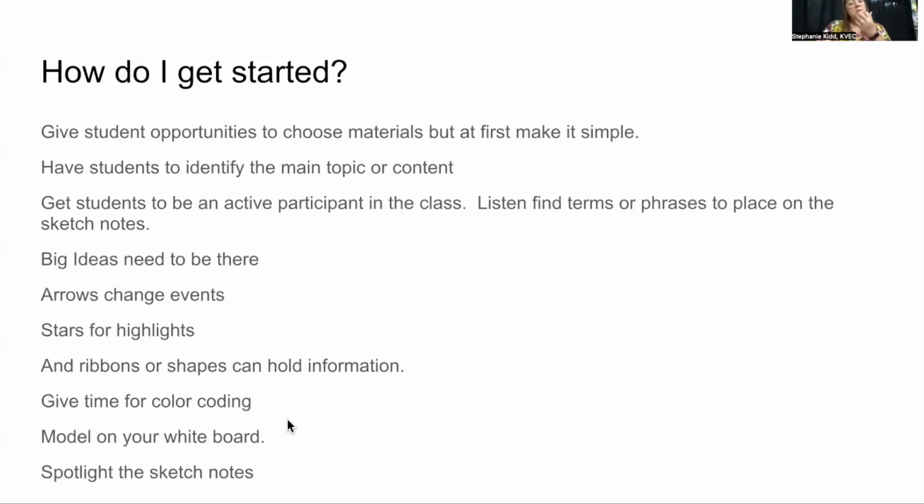Again, like I said, spotlight your student sketch notes, because it gives us the opportunity to say, hey, look at this. Look how this was organized. I love the fact that they remembered this. And it gives you a chance to kind of review your lesson.